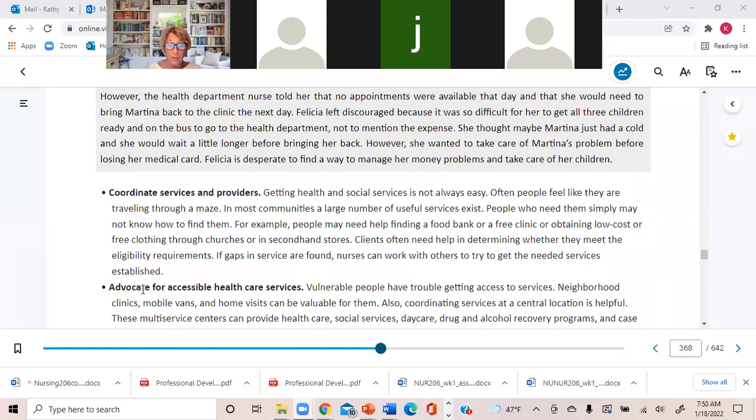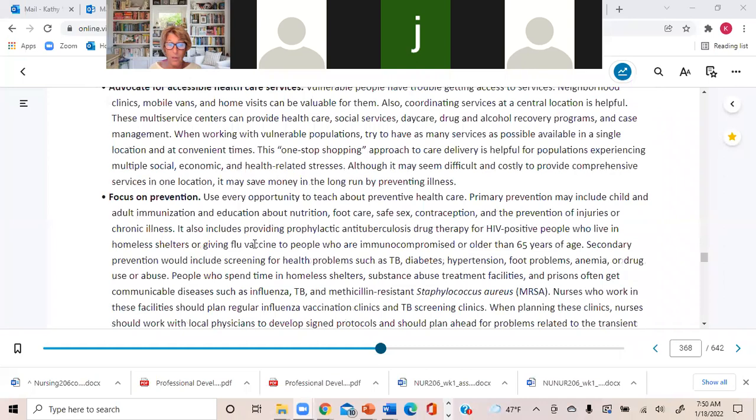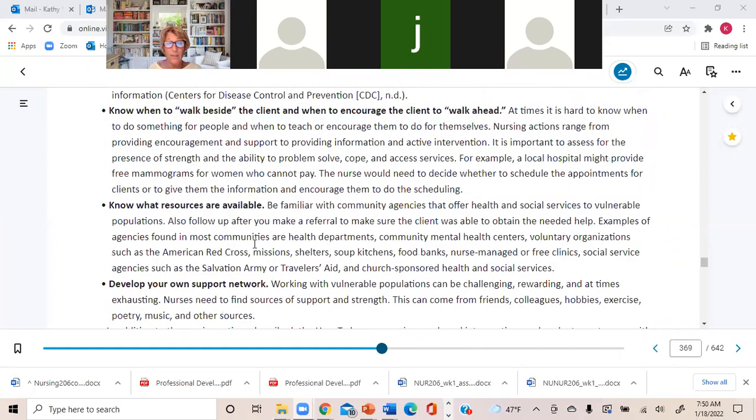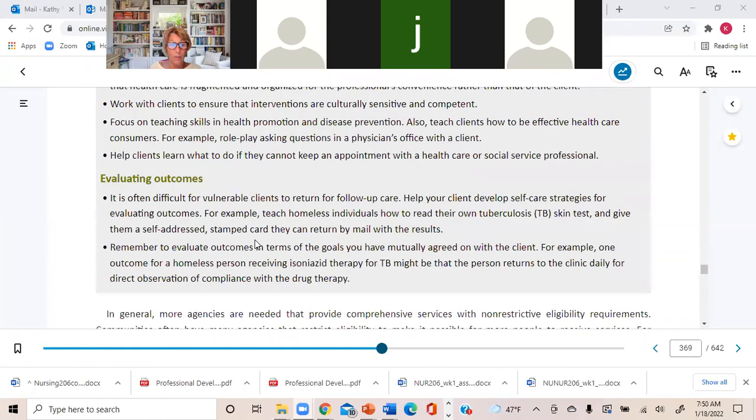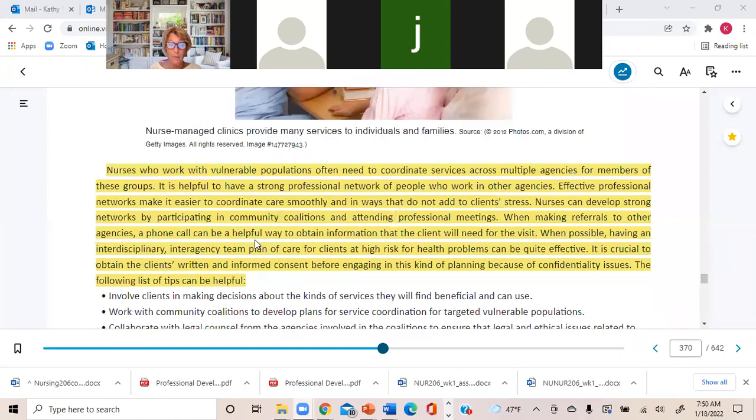coordinating services, advocating. Okay, so it can be really hard to work with the vulnerable populations. How do we intervene with them? You can read through that.